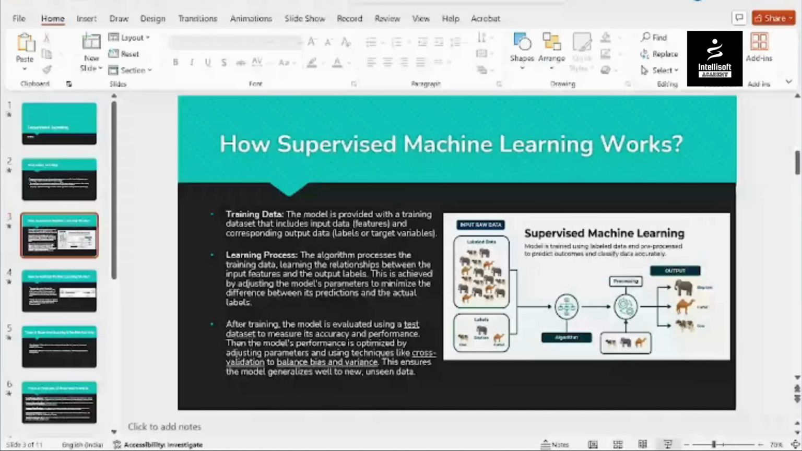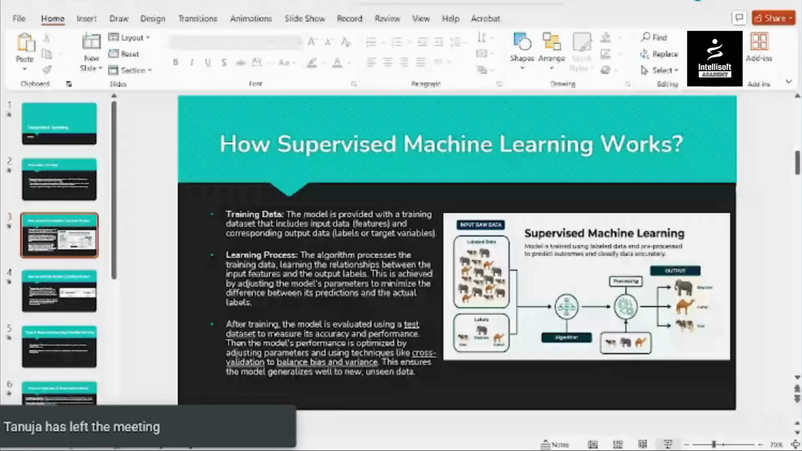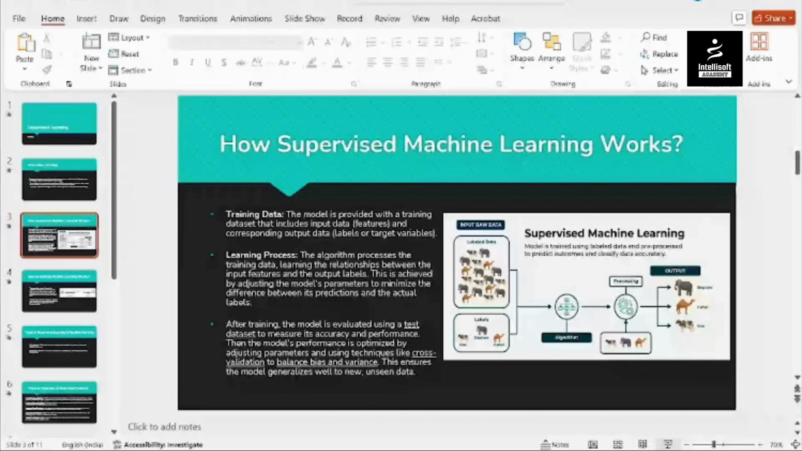So I told you that we give a test data set. That means the data is divided into a test data set and a training data set. So after the training is done, the testing data is given to the machine, and according to its accuracy and performance, the performance is optimized by validating and balancing the bias and variance. So what is bias and variance?